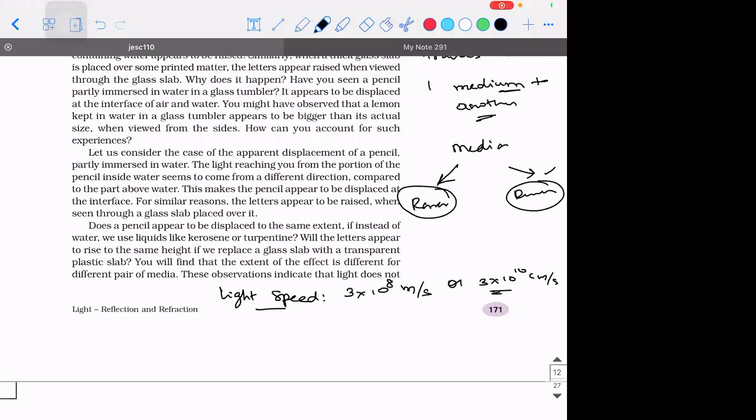Right? Now I have a question. If I have a boundary which is separating two media, for example, let me call this the air medium, and let me call this the water medium.